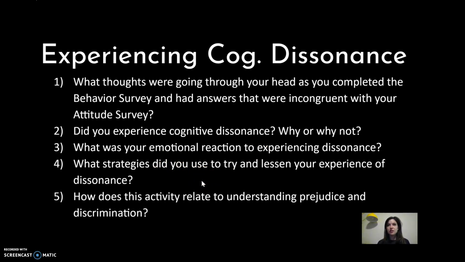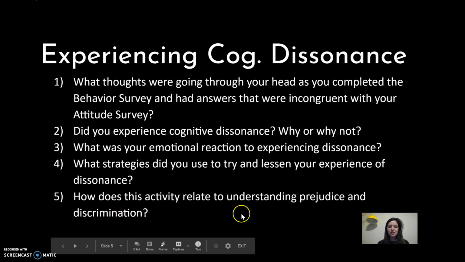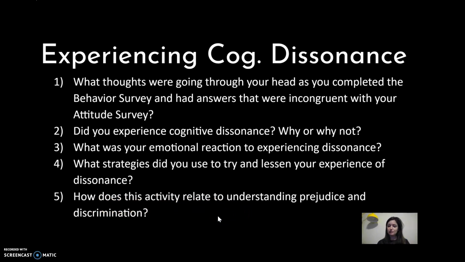For instance, did you think something along the lines of, well, I only text and drive when it's safe. Like, I don't do it when I could crash my car. Did you make some kind of excuse? How did you cope to try to lessen the discomfort of cognitive dissonance? And how does this activity relate to understanding prejudice and discrimination? So it's a really relevant question right now.